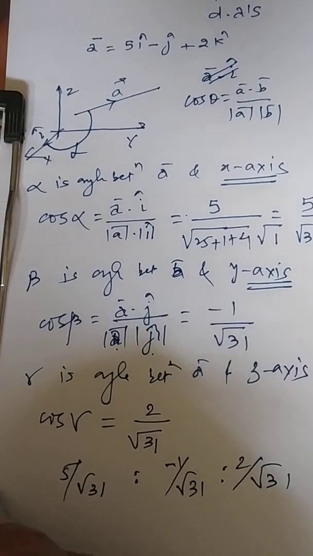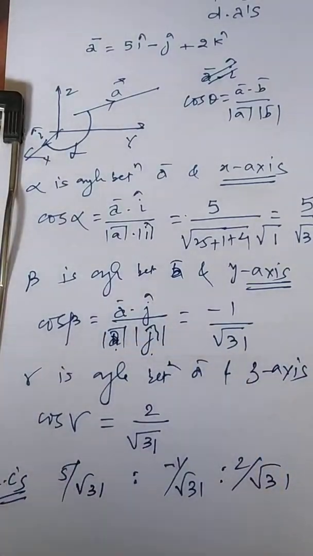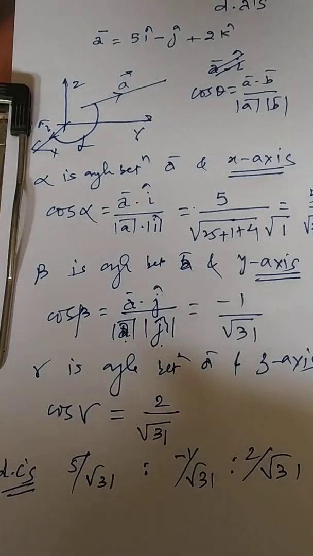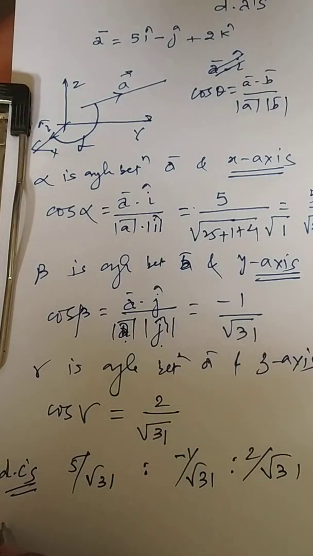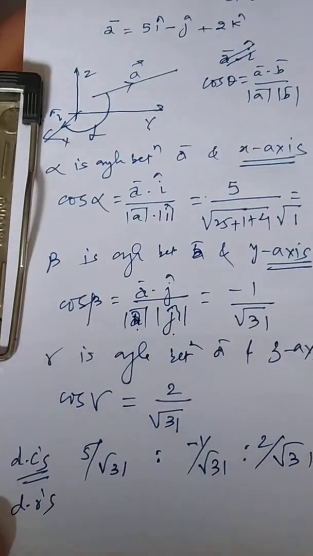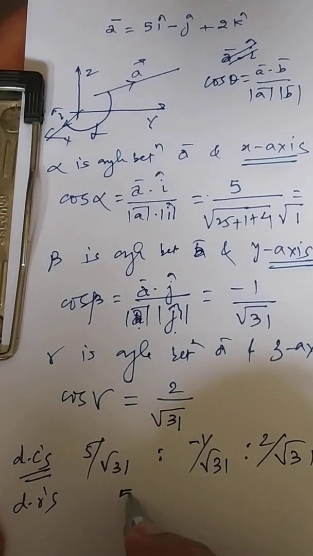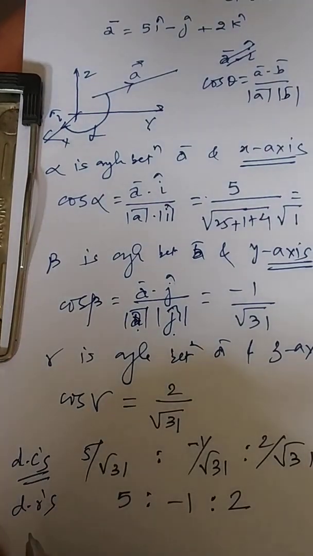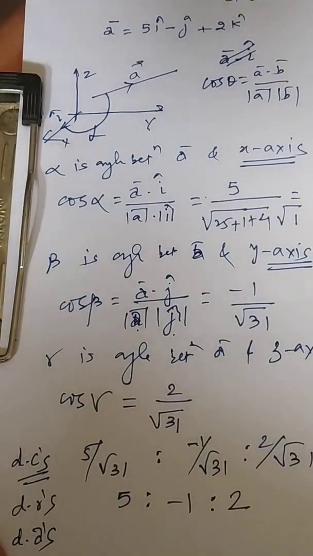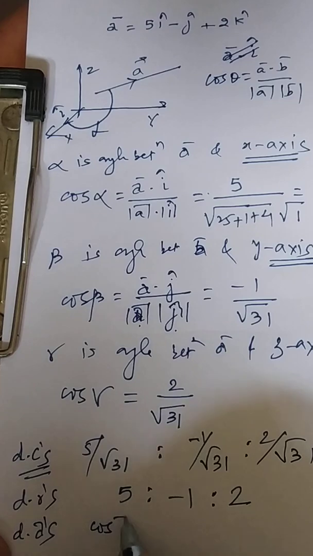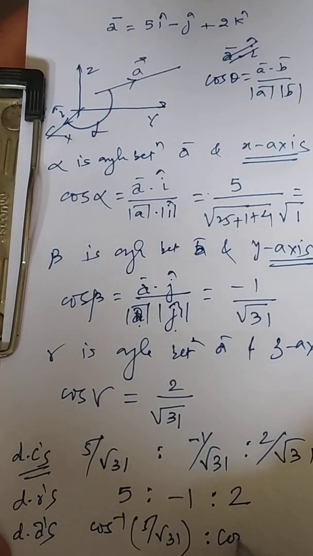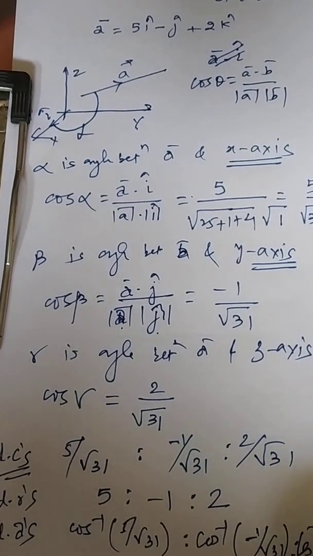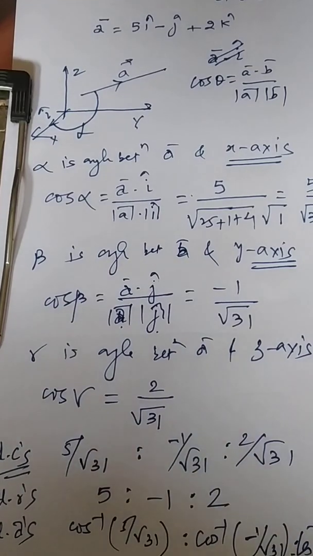These values are called direction cosines: cosine of the angle, cos alpha, cos beta, cos gamma. If you are asking me what the direction ratios are, you can simplify this. What is the simplest form? You can cancel the common factor. And if you ask me what the direction angles are, then I should say cos inverse of 5 by root 31, cos inverse of minus 1 by root 31, cos inverse of 2 by root 31.